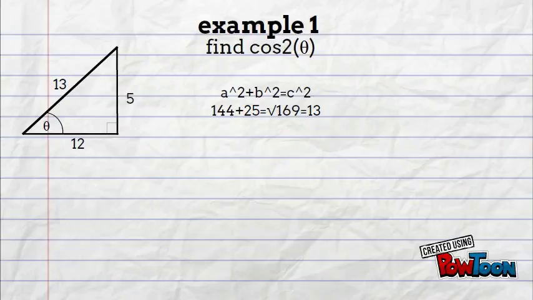Now that we have our hypotenuse, we can start to find cosine of 2 theta. First, we must change cosine of 2 theta to one of the equations from the basic equations at the beginning of the video. Cosine of 2 theta is equal to cosine squared theta minus sine squared theta. Now we must fill in our real values for cosine and sine of theta.